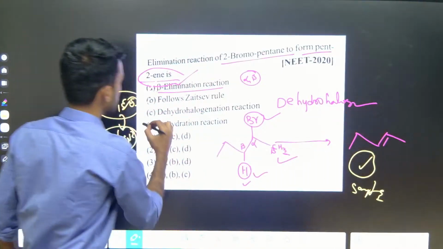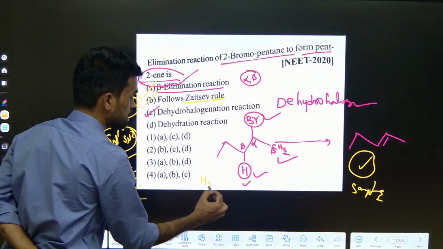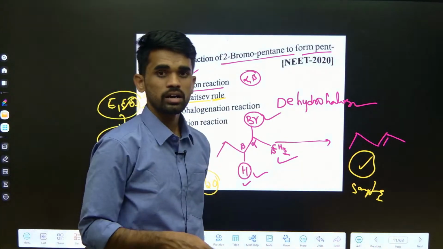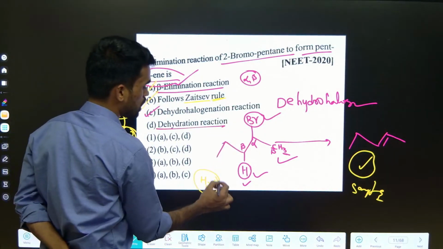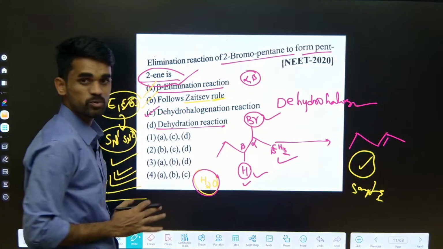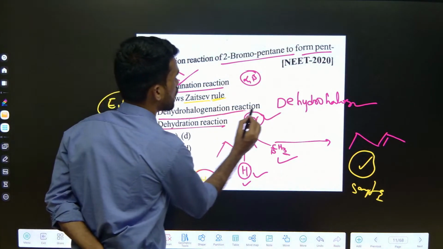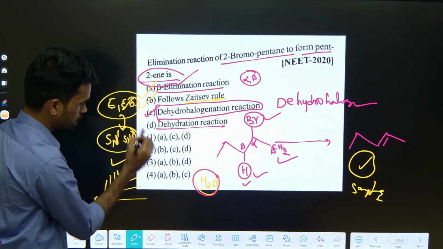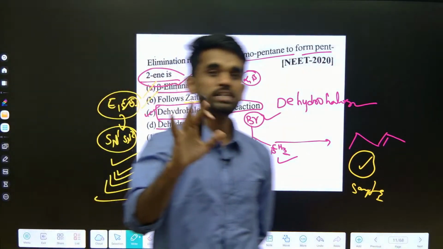Yes, even the third option is also correct. If you are removing water, we use the general word dehydration, that the compound is getting dehydrated. Dehydration means removal of water. But here we are not removing water, we are removing H and Br. So it is a dehydrohalogenation reaction. So A, B, C are all perfect, and the fourth option, which covers A, B, C, will be the perfect answer for the question. Hope the discussion is clear.